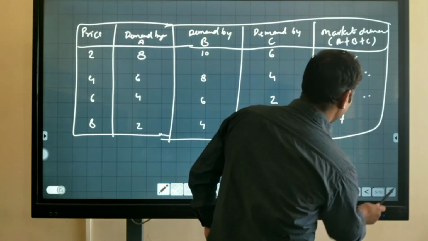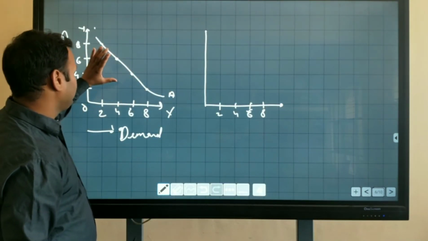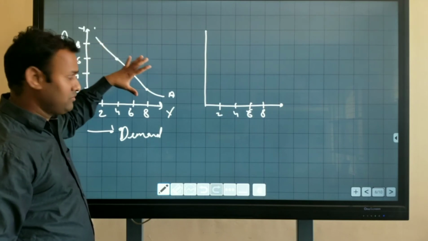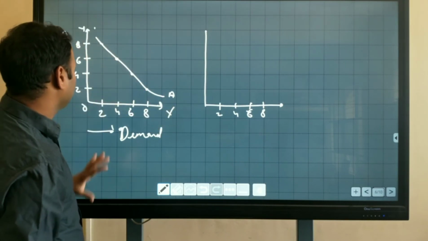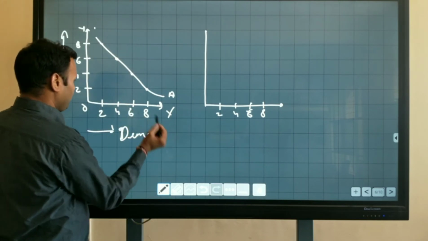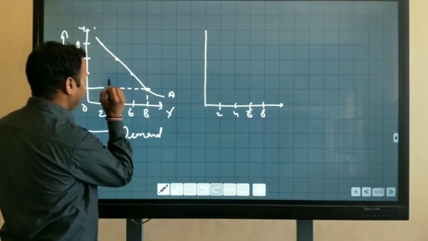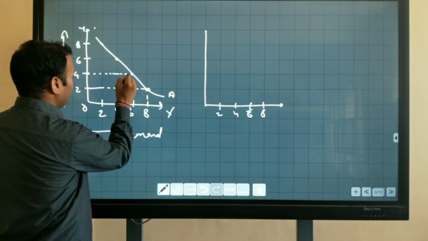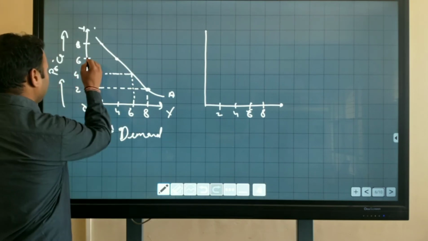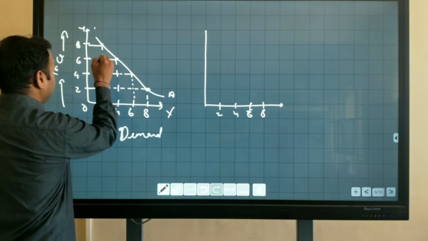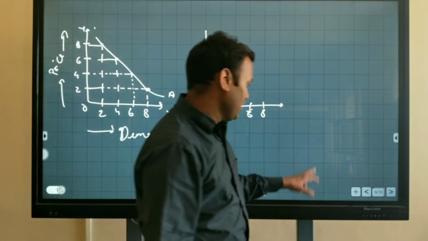Now see here, in the previous slide, the video already discussed the individual demand curve. This is the demand by consumer A. When the price is rupees 2, then demand is 8. When the price goes up from 2 to 4, then demand will be 6. When price is 6, demand will be 4, and 8. So this is the individual demand by consumer A.